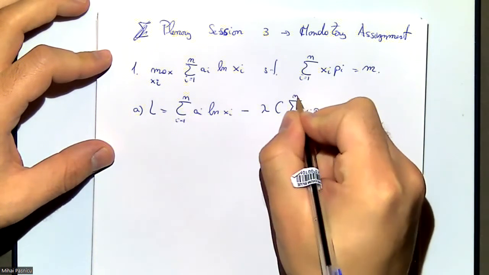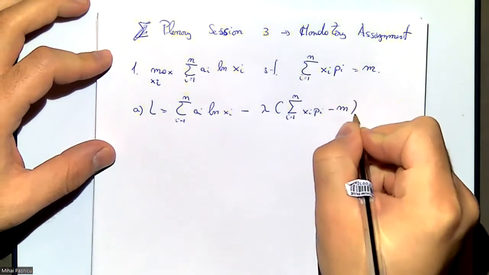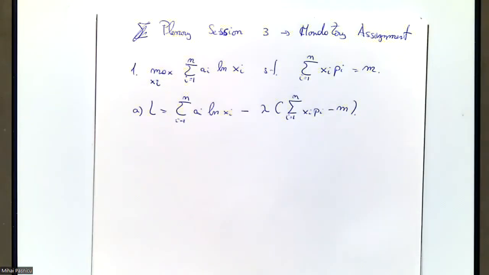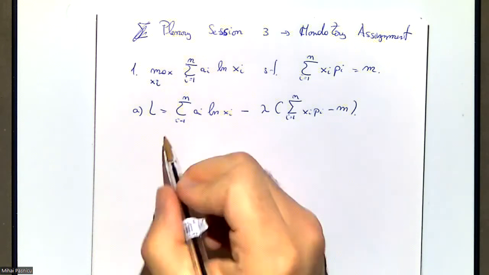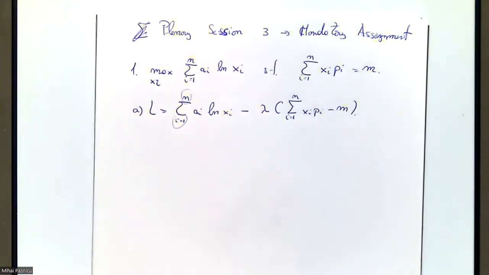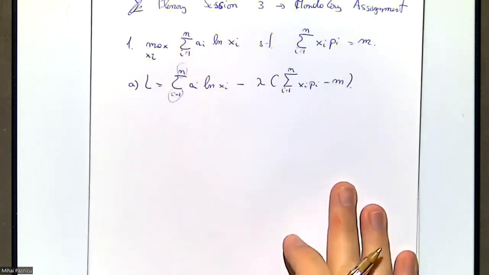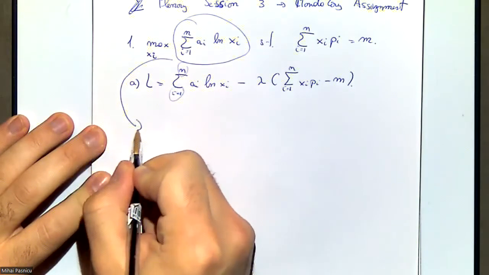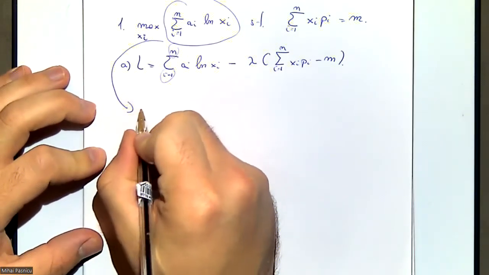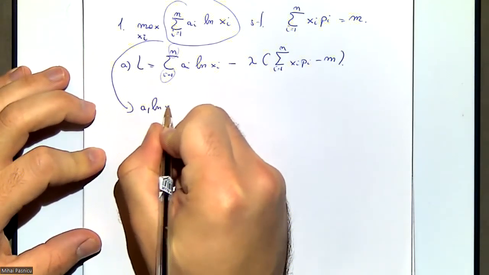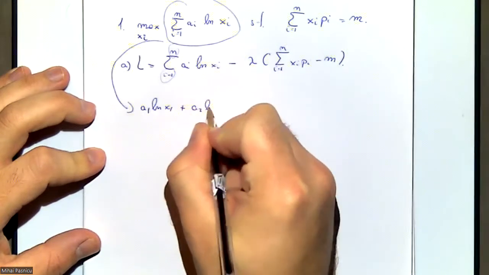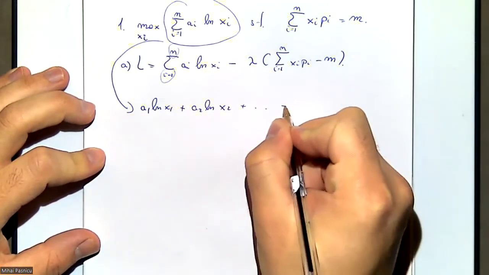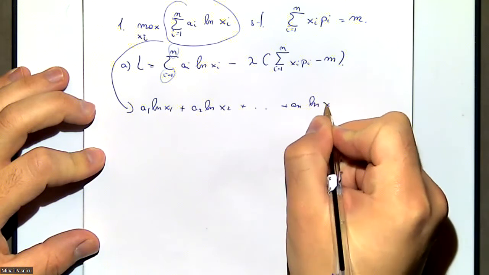One thing that I would advise is, if you're actually keen on using the sum, always write these two things, this and this, just so you know what sum it is. Now, for a short explanation, for those of you that are still confused, this writing just means a1 log of x1 plus a2 log of x2 plus dot dot dot plus an log of xn.